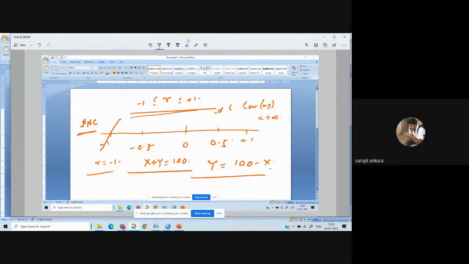If R lies between here, this is called highly negative correlation. If R lies between -0.5 to 0, this is called moderately negative correlation. If R equals 0, that is called zero correlation. If R lies between 0 to 0.5, this is called moderately positive correlation. If R lies between 0.5 to 1, this is called highly positive correlation. And if R equals 1, that is called perfectly positive correlation. These are very important points.